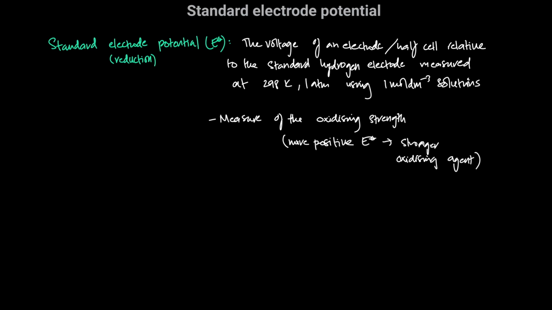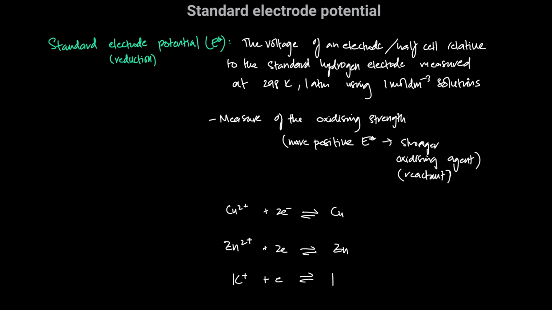So we can say that the more positive the standard electrode potential, the better an oxidizing agent the reactant is. So for example, let's say that I have the following half equations. I have copper 2 plus gaining electrons to form copper, Zn2 plus gaining electrons to form zinc, and then K plus gaining an electron to form potassium.